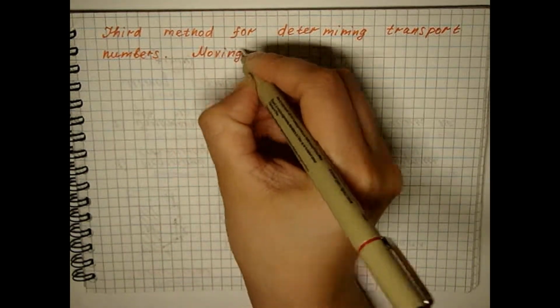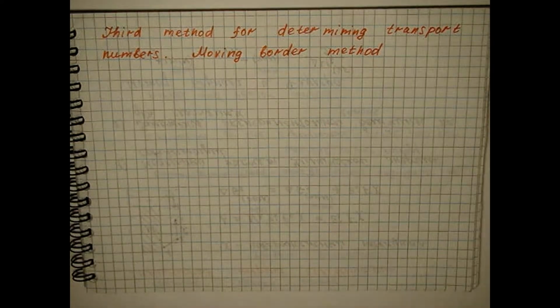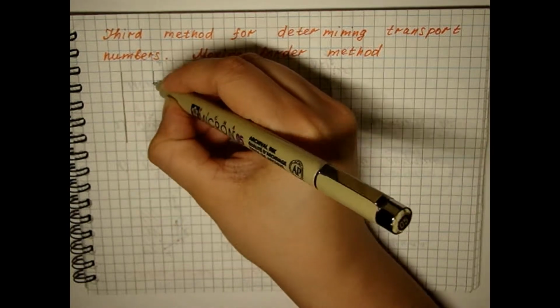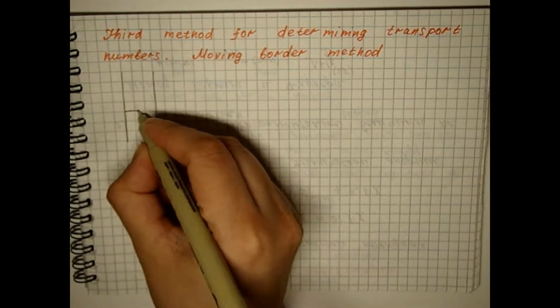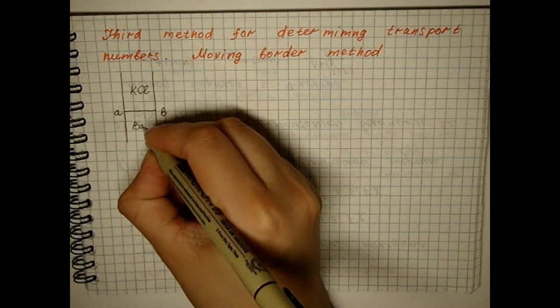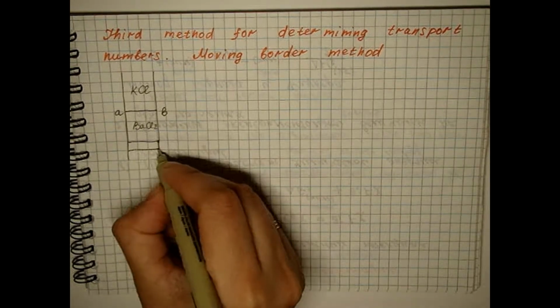The third method for determining transport numbers is the moving boundary method. Let's consider it in the following example. Solutions of two salts, potassium chloride and barium chloride, having a common anion are placed in a narrow vertical tube so that they form a sharp interface. A silver electrode is soldered to the bottom of the tube.